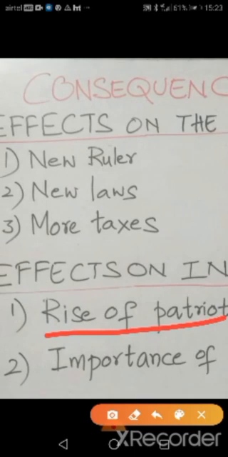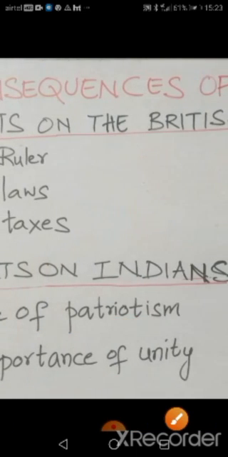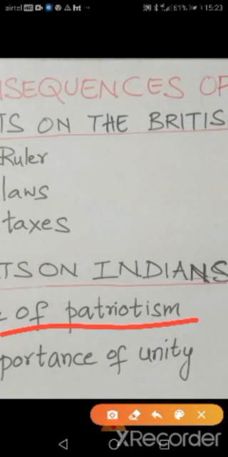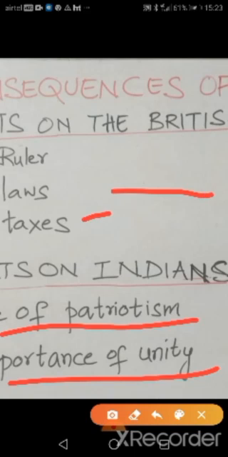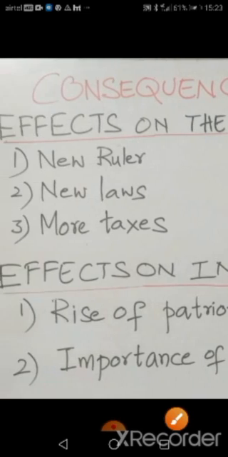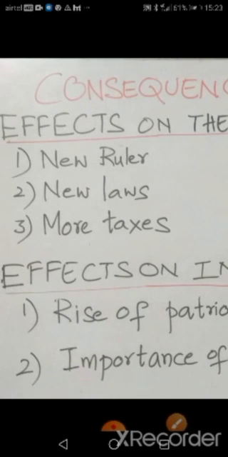These were the two impacts on the Indians, children. First one is the rise of patriotism. Another one is the importance of unity. Rise of patriotism and importance of unity are the impacts on the Indians, and the new ruler, new laws, and more taxes were the impacts on the British. These are the consequences of the revolt of 1857: the new ruler, new laws, more taxes, rise of patriotism, and importance of unity.